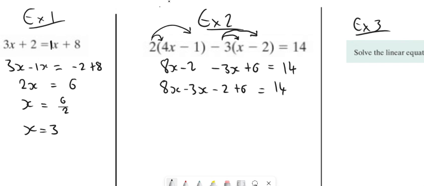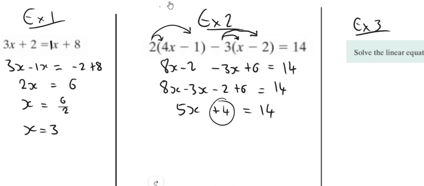Now notice the way the sign hasn't changed on the minus 3x there because I haven't brought it across the equal sign. I've just rearranged it around on the left hand side. 8x minus 3x is 5x, and minus 2 plus 6 is plus 4, is equal to 14. Next I'm going to bring this 4 across the equal sign, and when it goes across the equal sign it becomes a minus 4. 5x is equal to 14 minus 4, which is 10.